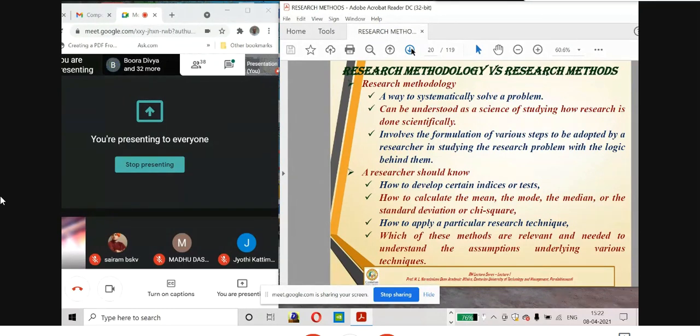Now, this research methodology involves the formulation of various steps. As I told, there are certain steps to be adopted by a researcher in studying the research problem with the logic behind them. See, first of all, when we are doing research, you have to identify the research problem, and then identify the techniques or tools to be followed, the adopted methodology, and then analyze and then present. So these are the sequential steps. In each and every step, there is a logic behind it. So you must understand and you must follow that logic.